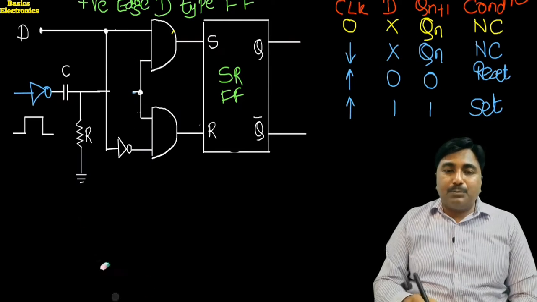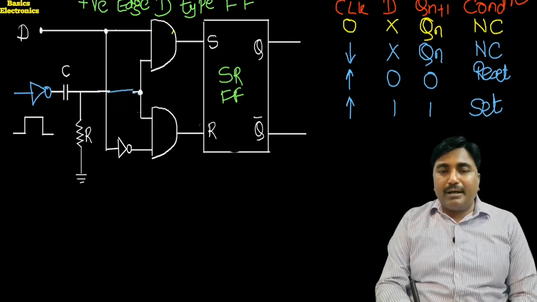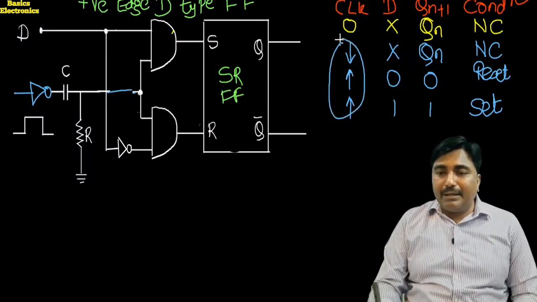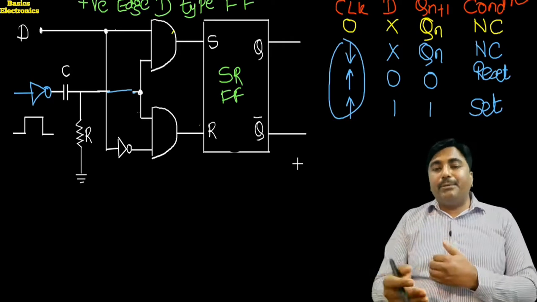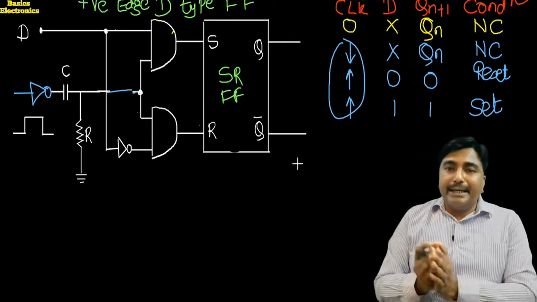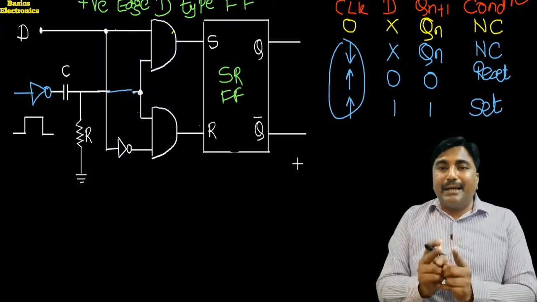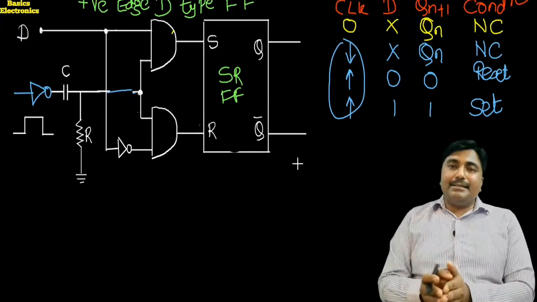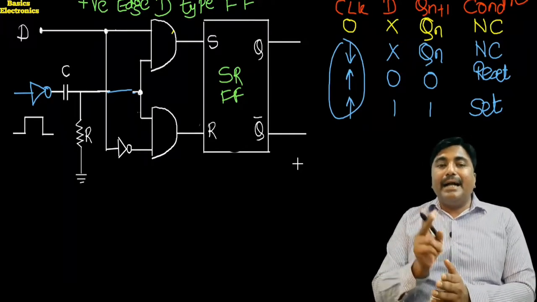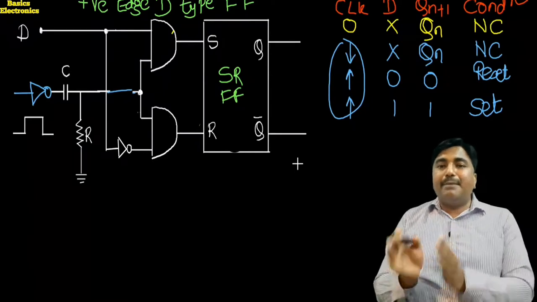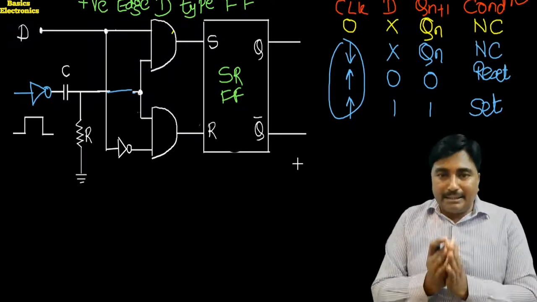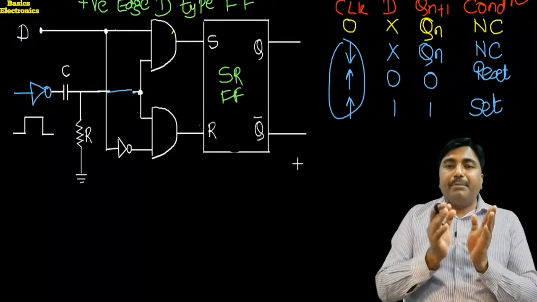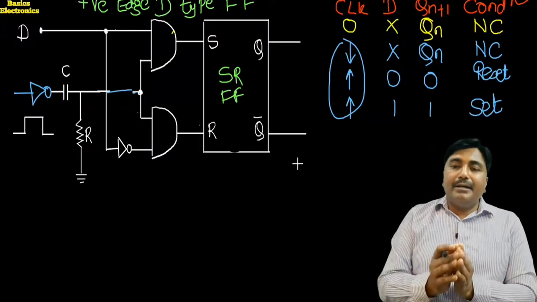But what is the important change in that circuit? The change is very simple. Instead of the positive edge, this flip-flop responds to the negative edge. Means when there is a negative edge and D is equal to 0, the flip-flop goes into the reset condition. When there is a negative edge and D is equal to 1, the flip-flop goes into the set condition. So this is the edge triggered D type flip-flop. It may be positive edge triggered or negative edge triggered.